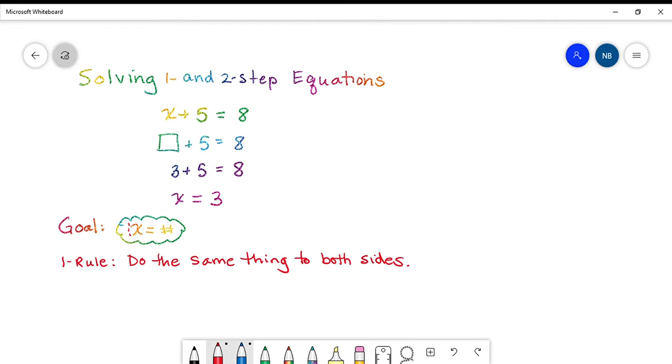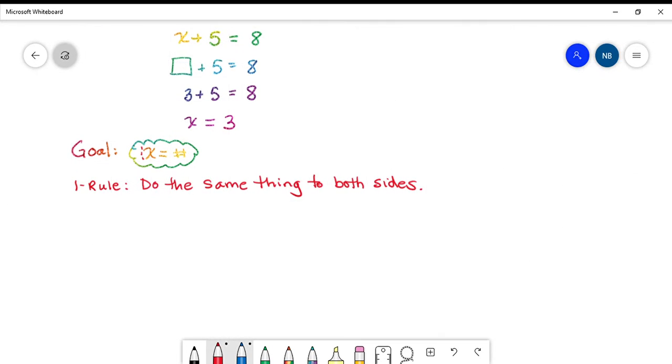Now, people break this one rule down and make it seem complicated. We have something called the addition property of equality, which says that you can add the same number to both sides of an equation without changing its solution. There's a subtraction property of equality. There's a multiplication property of equality, a division property of equality. There's a square root property. There's a power property. But it all boils down to doing the same thing to both sides of the equation.